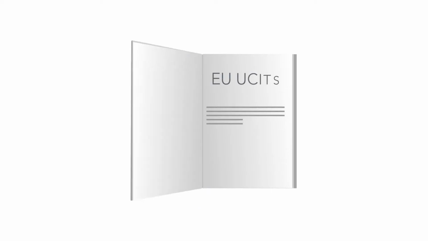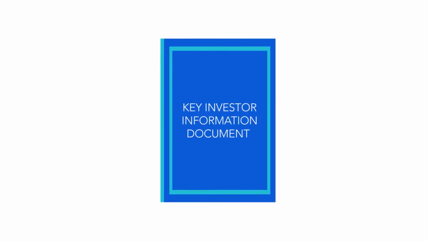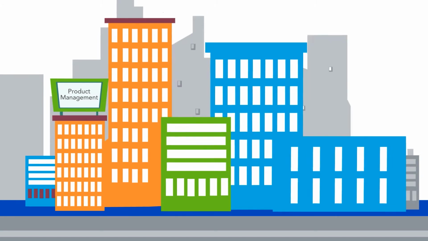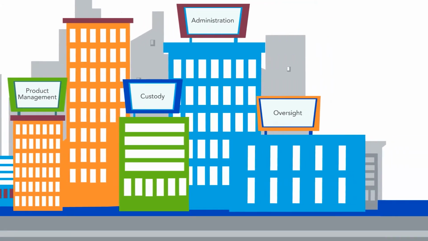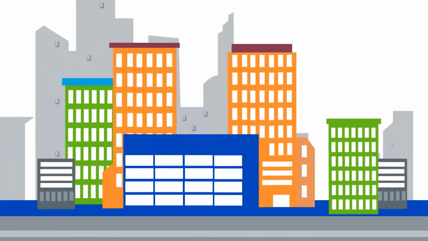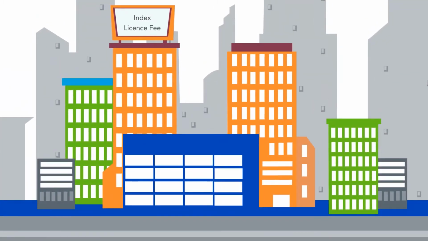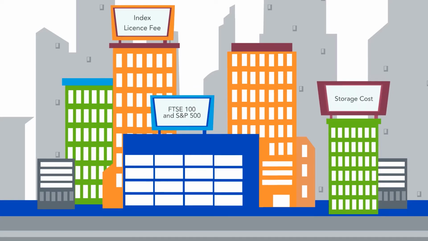Ongoing charges have to be disclosed by all European UCITS funds in the relevant Key Investor Information Document, or KIID. These will typically cover the cost to manage a product, administration, custody, and oversight. Other costs may include index license fees, the cost to track specific indices, like the FTSE 100 or the S&P 500, and storage costs for physically backed commodity ETPs.